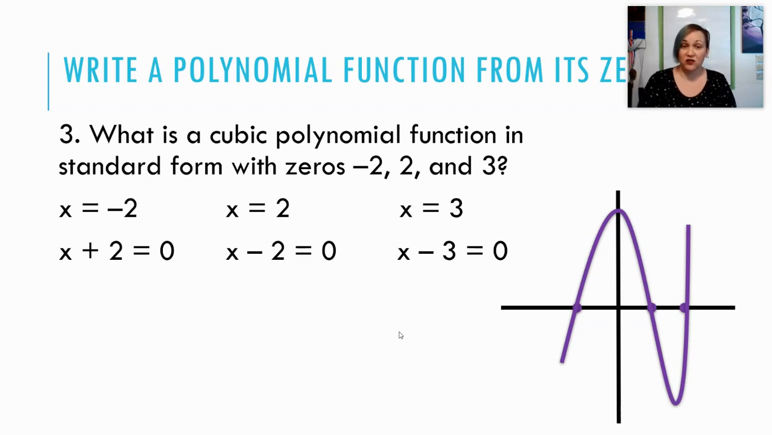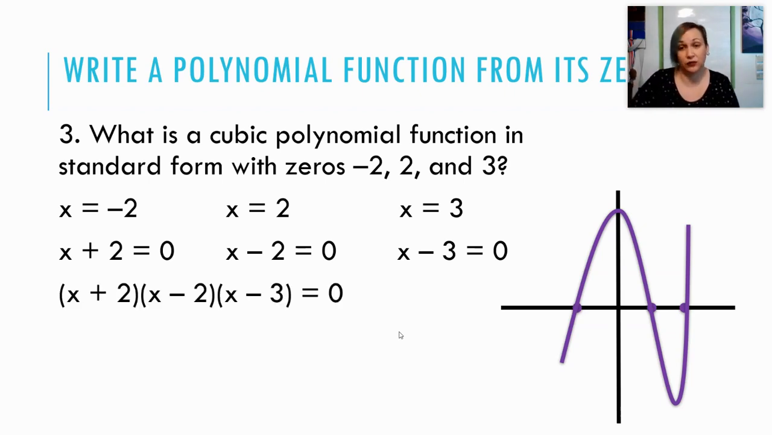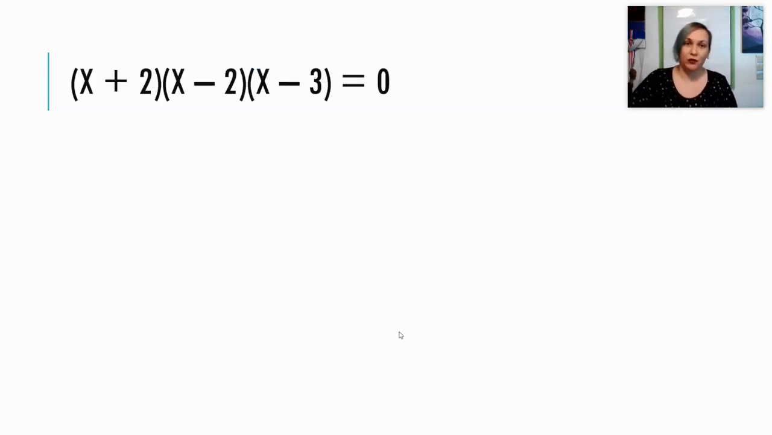So initially, this question had 3 parentheses with binomials. One had a +2, a -2, and a -3. Again, the opposite sign of whatever the actual answer is. Now, this is the factored version of my polynomial, but they want the standard form, so we will need to multiply this out. This is what we were learning in yesterday's second video about using the box method.